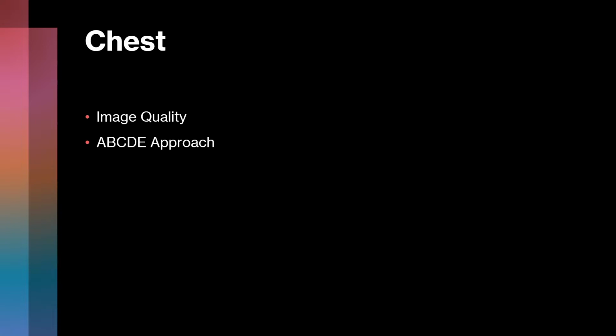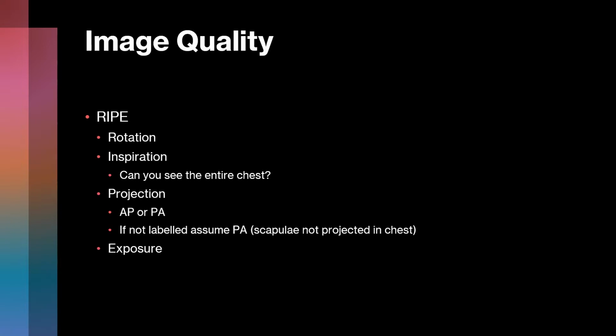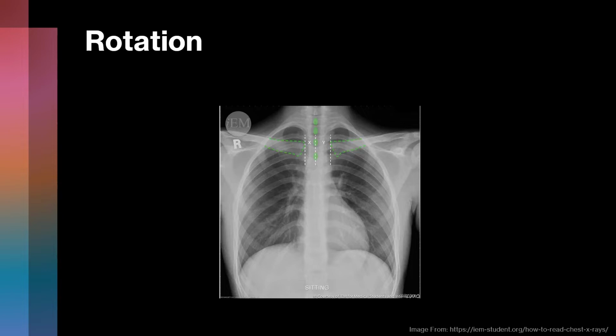Starting off with our chest radiographs, you first interpret the image quality, and then you can do the ABCDE approach. For image quality, you assess by RIPE, which is rotation, inspiration, so can you see the entire chest, how many of the ribs are visible, projection, AP or PA, so if the scapulae are inside the chest, that would be AP, whereas if they're outside, that's PA, and then exposure, so have they included the entire lung fields.